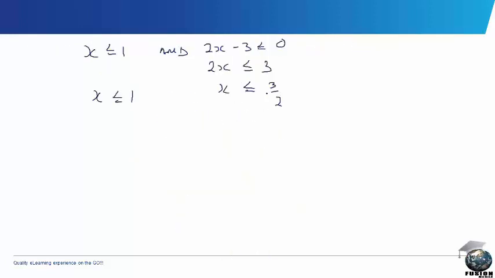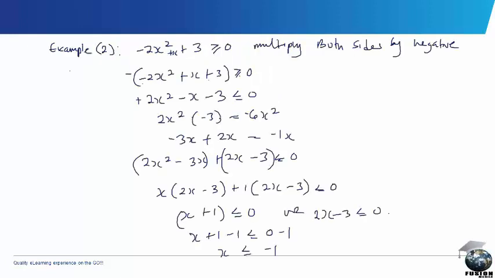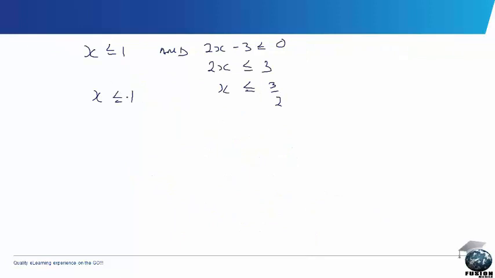Okay, so we have to plot this on the inequality graph. So x is less than or equal to 3/2, and x is less than or equal to -1, not just 1. Okay, I think that's where the confusion is coming from. x cannot be less than or equal to -1 and as well be less than or equal to 3/2.